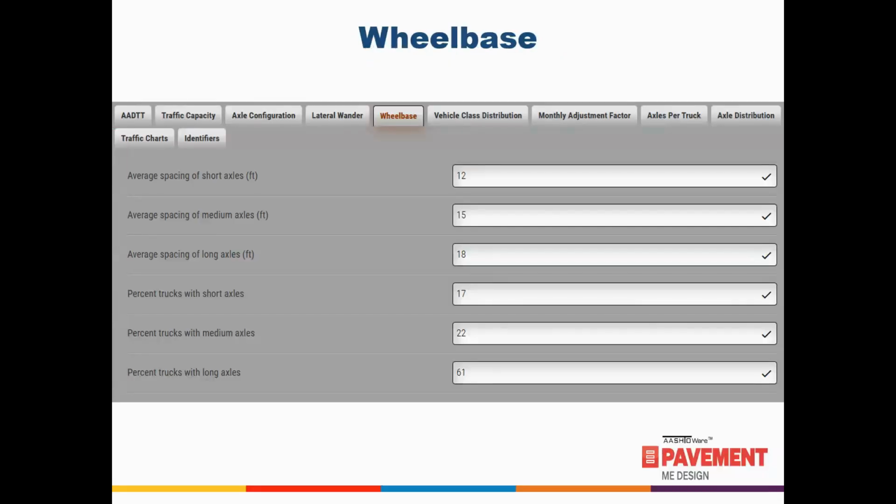Next tab is wheelbase. And this is the space for defining it as short, medium, and long axles. It is the space from basically one set of axles to the next set. So it could be the center of a single axle to a tandem axle, or the center of a tandem axle to the next tandem axle. That's basically what the definition of the spacing for axles is. And then for each of those three categories, you're going to assign a percent of that number. And of course, the three together should total 100.